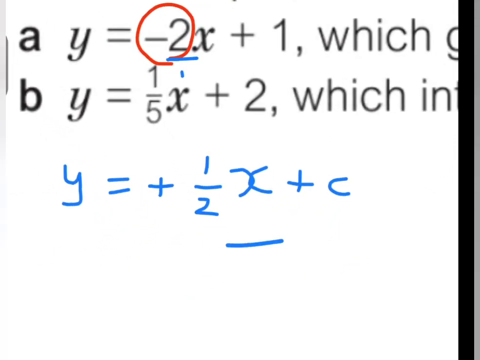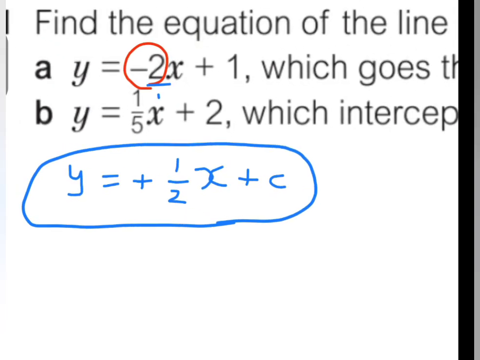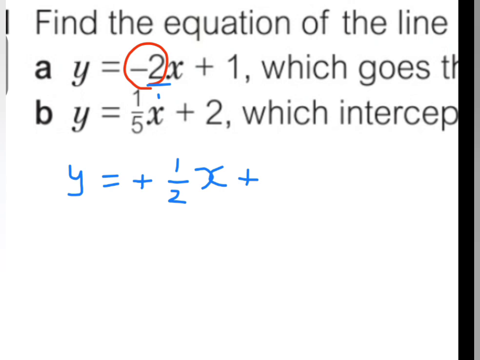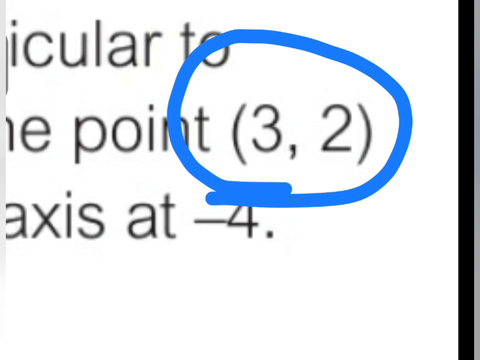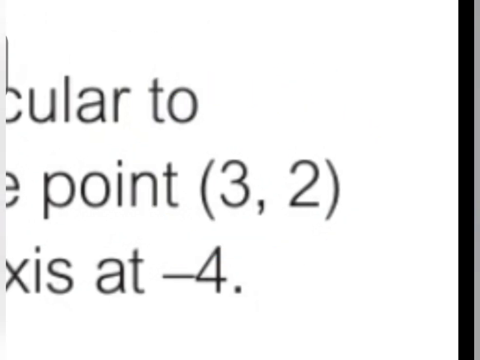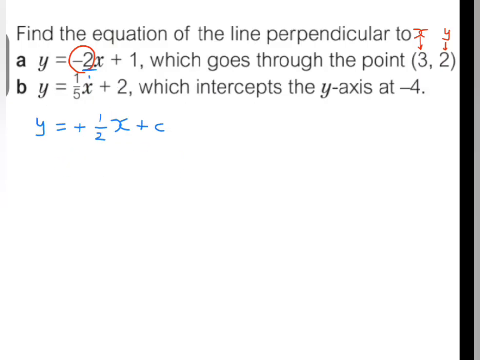Now, we found the equation of the line that is perpendicular to this line. Now we need to find what c is, or what the y-intercept is. How do we find it? We find it by using the point here, in which we have x and y. So we're going to use the coordinates of the point. This is x, and this is y. Now, we're going to use the point in which x equals 3 and y equals 2.